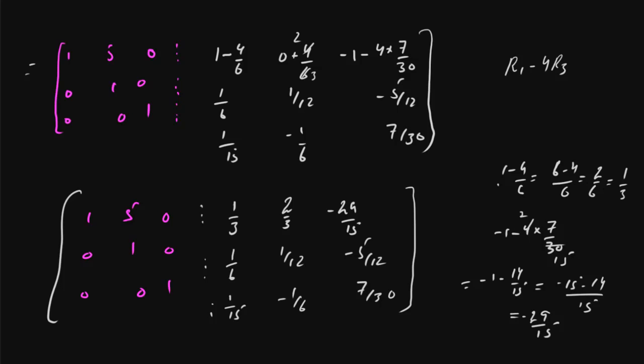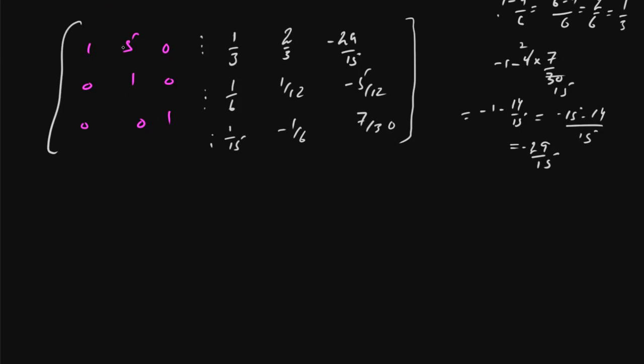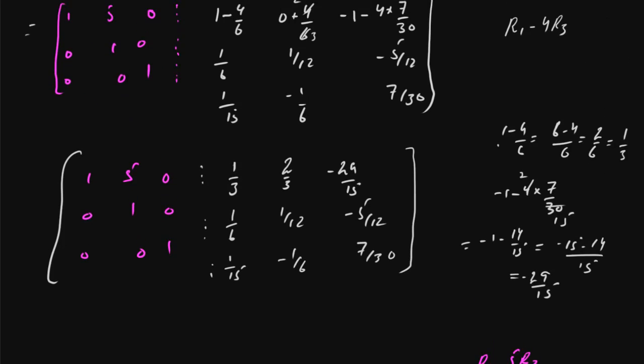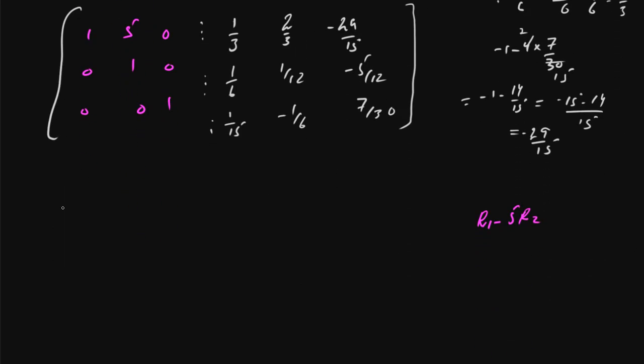Now the final step is to reduce that as well, making that 0, and by multiplying R2 with 5 and subtracting that from R1, we will get simply R1 minus 5 R2. Okay, yeah, that is the one. We will get 1 0 0 0 1 0 and 0 0 1. Now it is reduced.